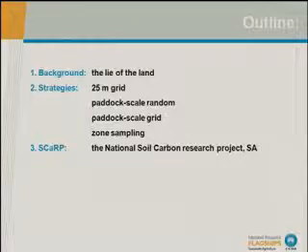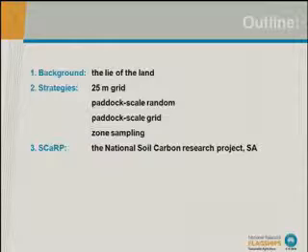Excellent, thank you. So just a little bit of an outline of what I'm going to go through today. We're going to take a little bit of background just in terms of what we're dealing with to sample. Then I'm going to run through a bunch of different strategies for sampling paddocks. So we're going to look at the 25-metre grid. We're going to look at paddock scale random sampling and paddock scale grid sampling, and also what we might do if we need to think about zone sampling of paddocks.